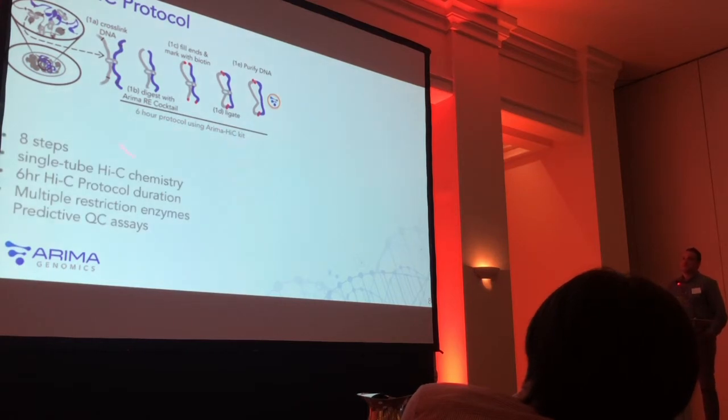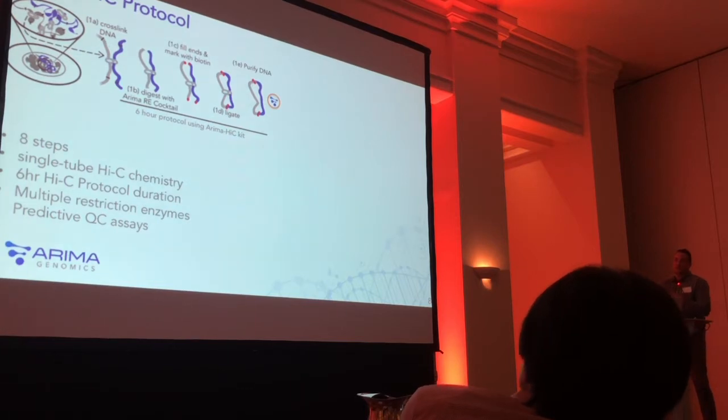So this process here is 8 simple steps. It's a single tube Hi-C chemistry, which means when you put your cells into the lysis buffer, there's no spinning, there's no tube changes. You just keep adding on reagents, and the chemistry has been optimized to work in the presence of the lysis buffer, which is helpful for low input applications when you really don't want to be transferring tubes or doing extra types of manipulations. Like I already said, multiple restriction enzymes and the QC assays.